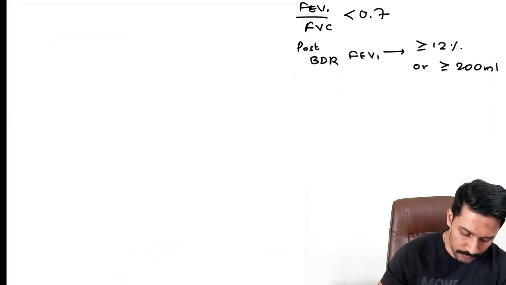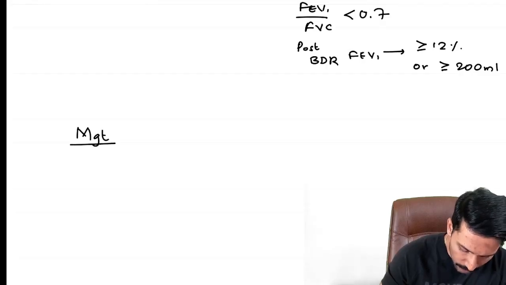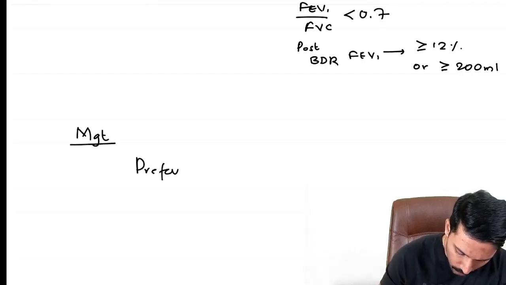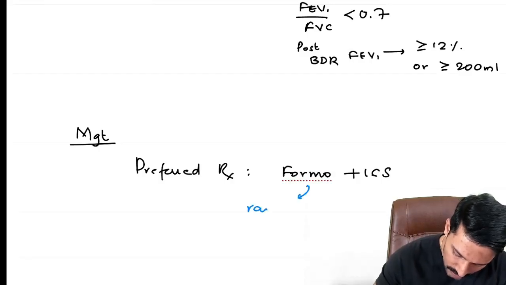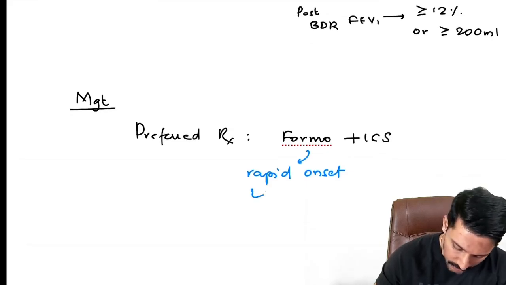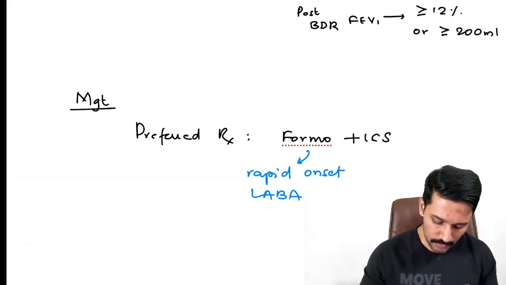So when it comes to the management, remember the preferred treatment is a combination of formoterol plus ICS. Why formoterol? It is rapid onset, so it can relieve, but it is also long acting, so it can prevent, right? So this is the preferred treatment.